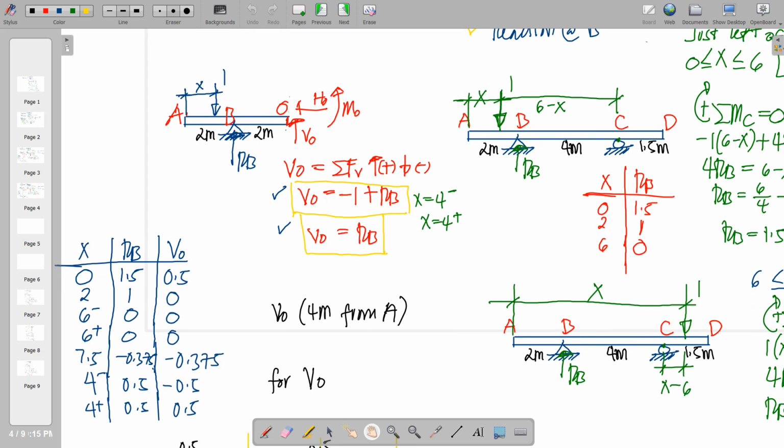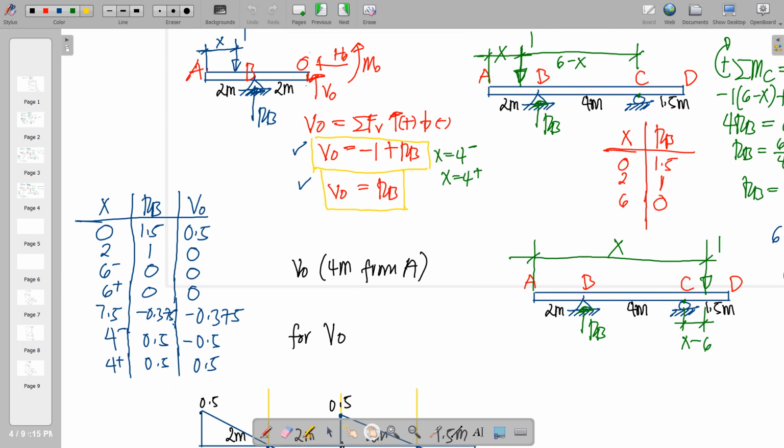I think we have here a tabulation. We'll just have to add here another column for our MO. So we have another column for MO.